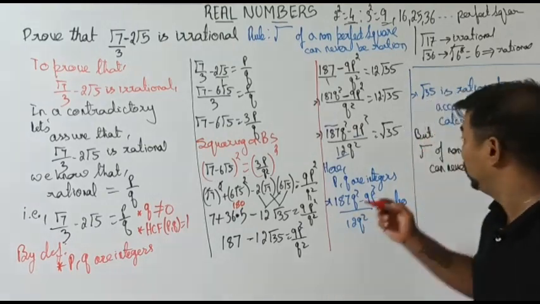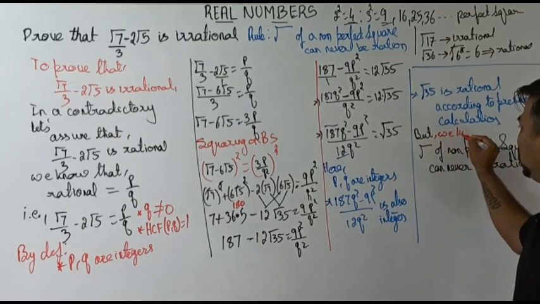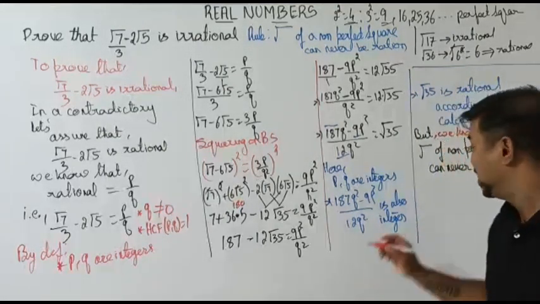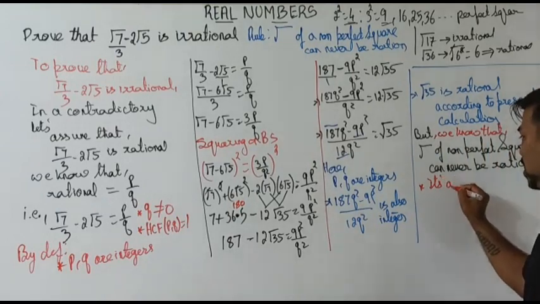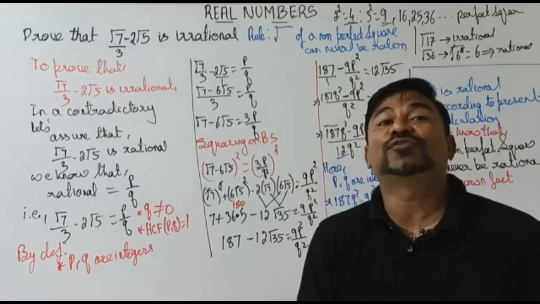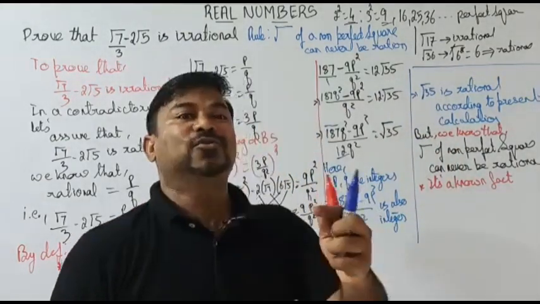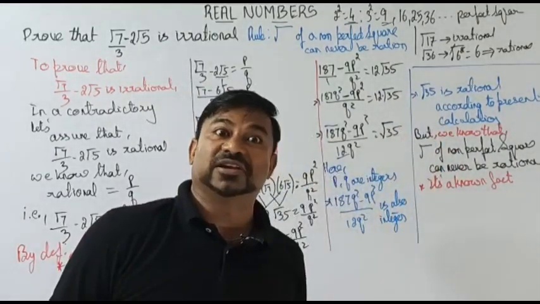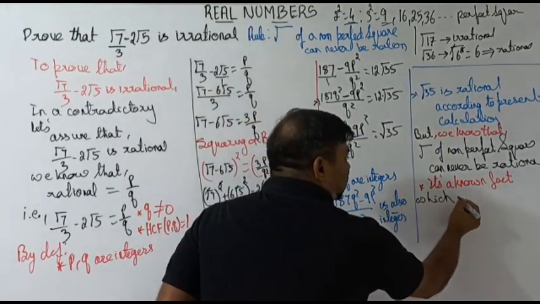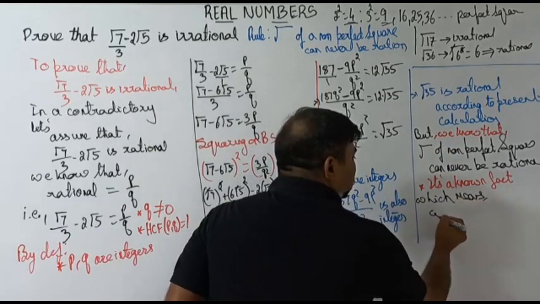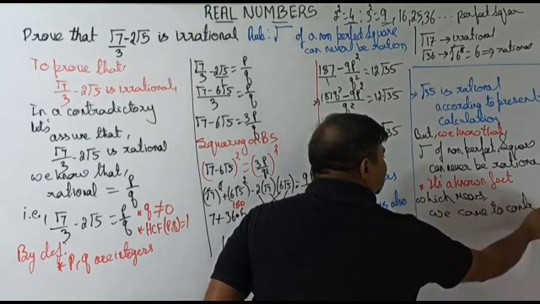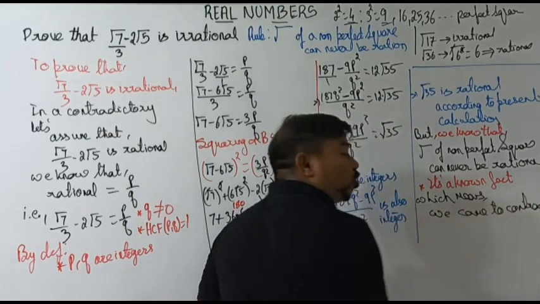But we know that. It's a known fact. What's that? Under root of a non-perfect square cannot be a rational. But we got it as a rational according to our sum. So which means we came to a contradiction. We are under contradiction.